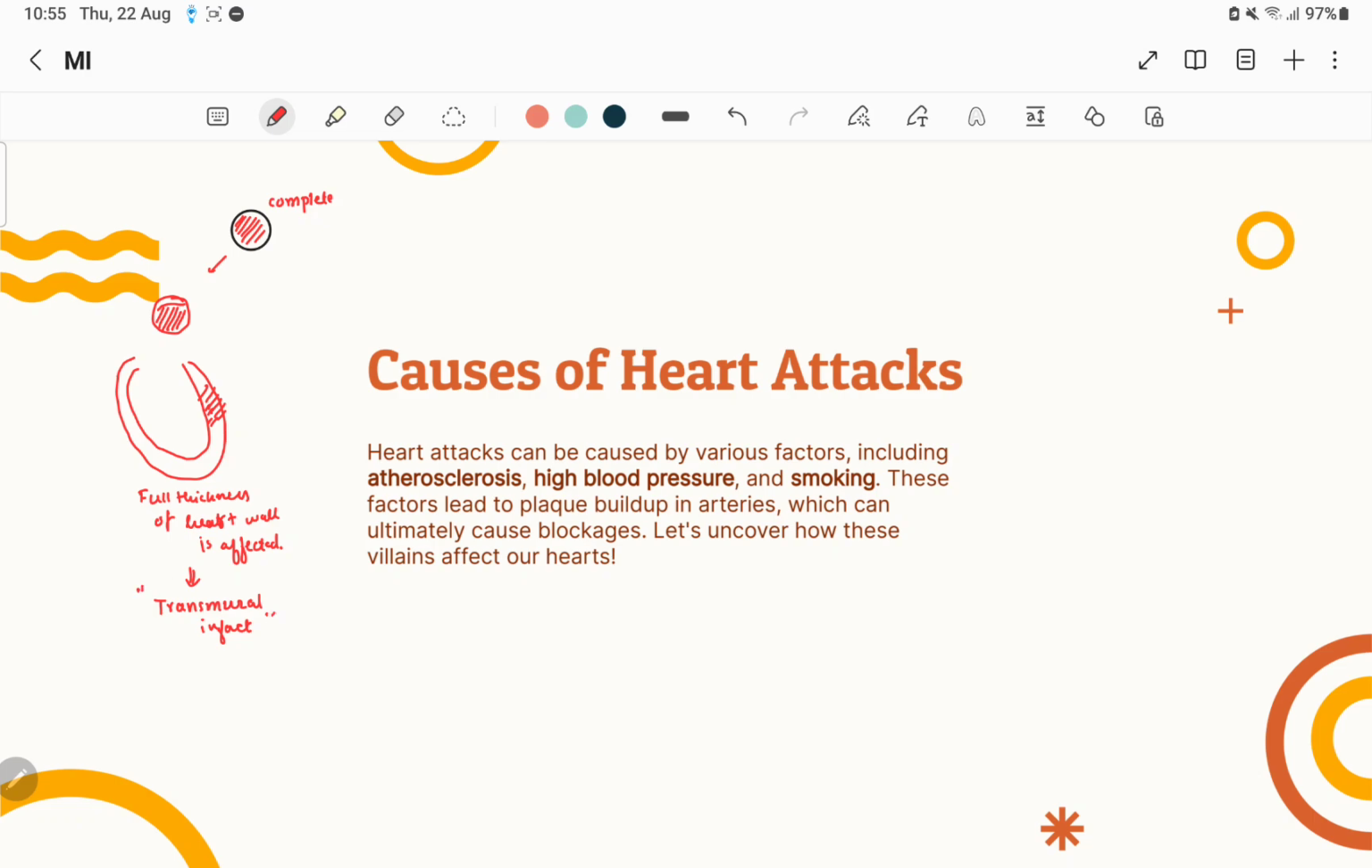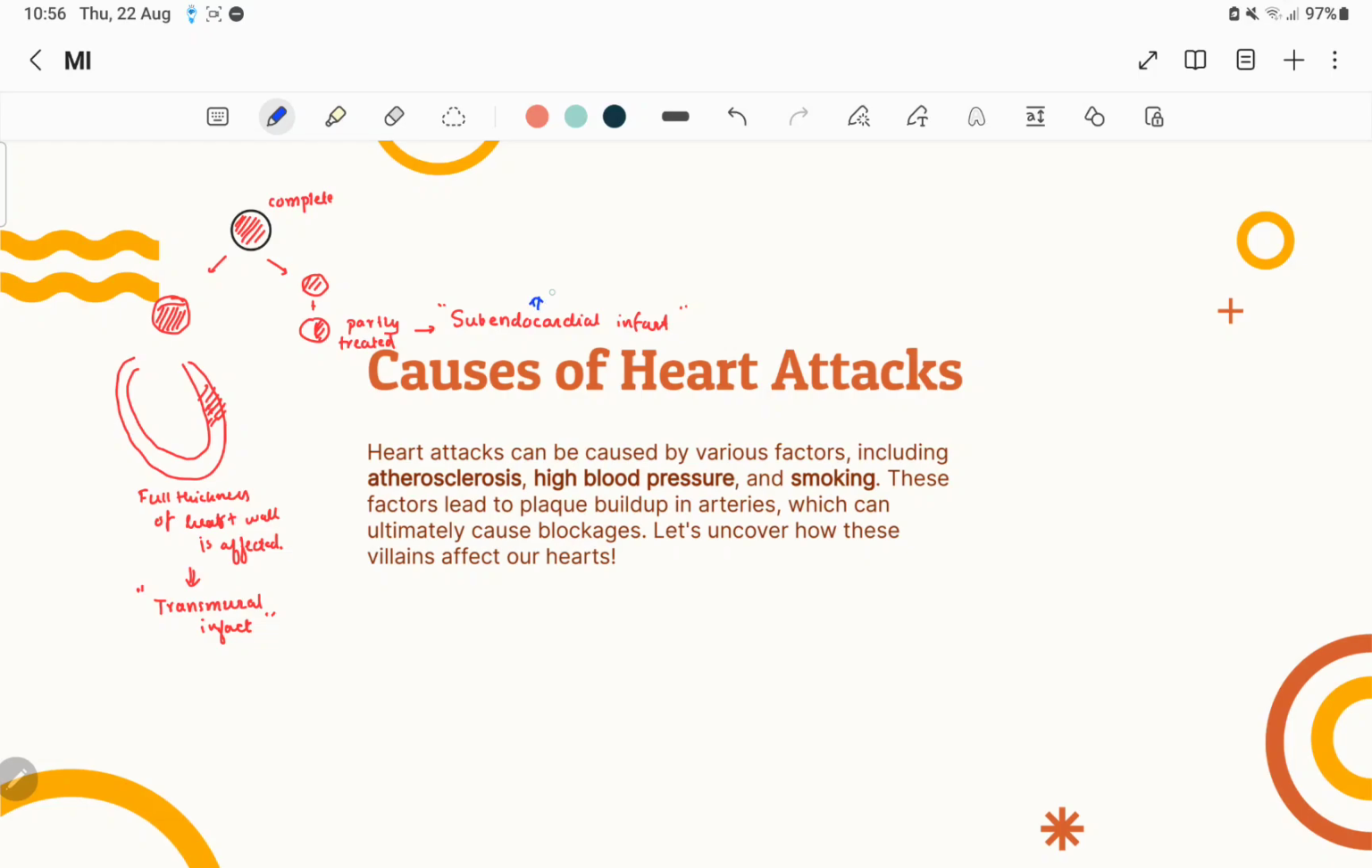Right? Transmural infarct. And this is a permanent occlusion. If MI is untreated, this happens. But if the thrombus is partly treated like this, then we can have subendocardial infarct, right? Where the inner 1/3 of endocardium is infarcted.